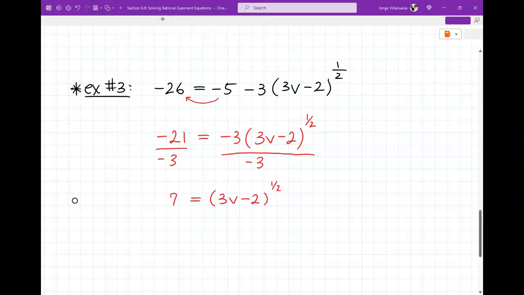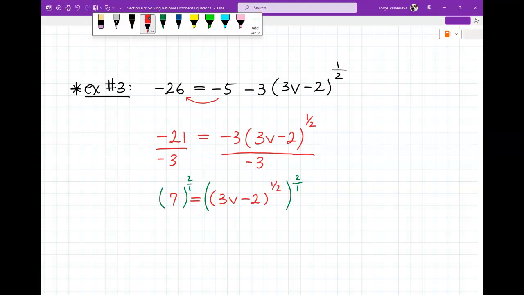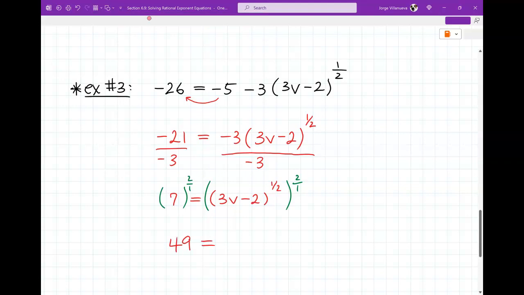All right, now notice I have my term with the fractional power all by itself. It could just be an x to the 1/2. It could be an expression to the 1/2 power. It doesn't matter. So mine is an expression, 3v minus 2. So I want to get rid of that 1/2 power. So I'm going to flip it, right? Instead of 1 over 2, it's 2 over 1. And I'm going to raise it to that power on both sides. Well, 7 to the 2 over 1, or in other words, 7 squared, that's 49. On the right side, the powers just cancel out, so it's just 3v minus 2.